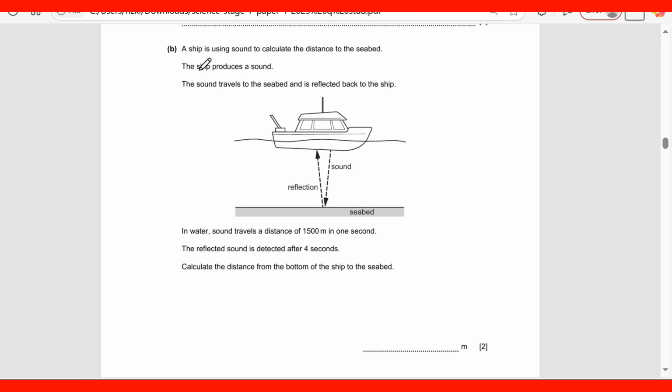Alright, 3B. A ship is using sound to calculate the distance to the seabed. Here, the ship produces a sound. The sound travels to the seabed and is reflected back to the ship. In water, sound travels a distance of 1,500 meters in 1 second. The reflected sound is detected after 4 seconds. Calculate the distance from the bottom of the ship to the seabed.